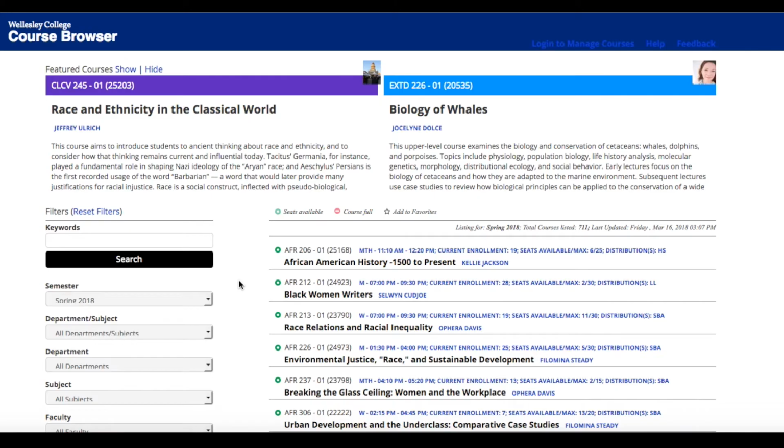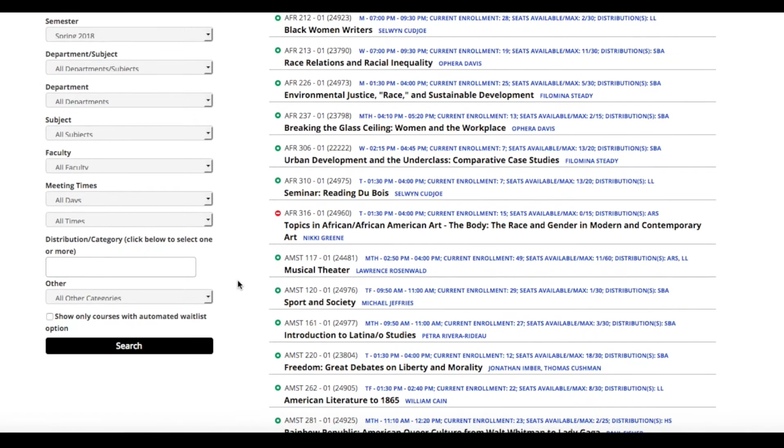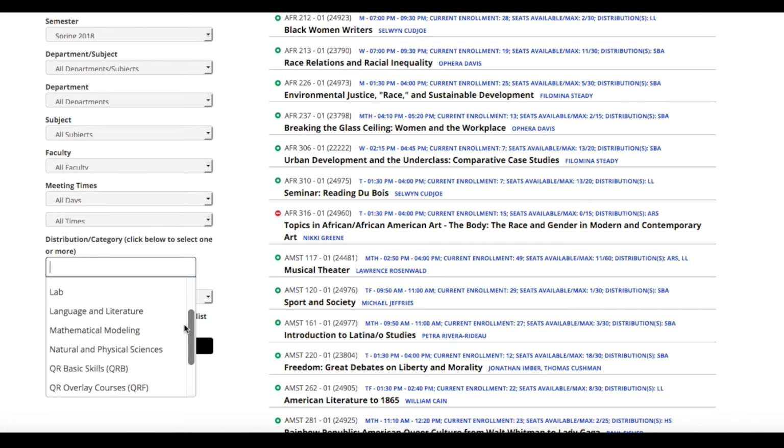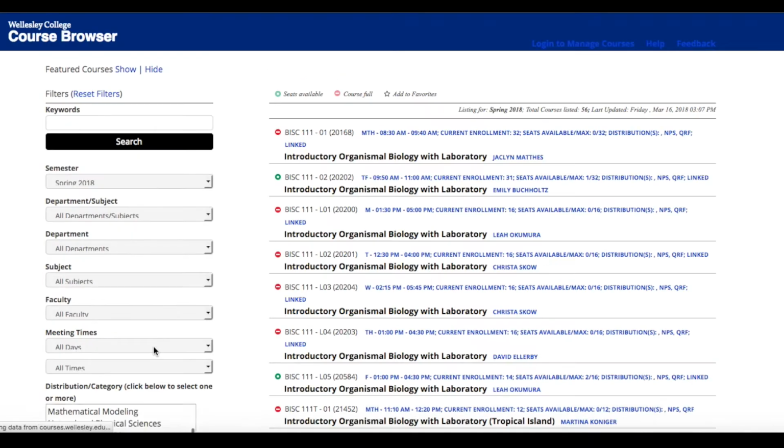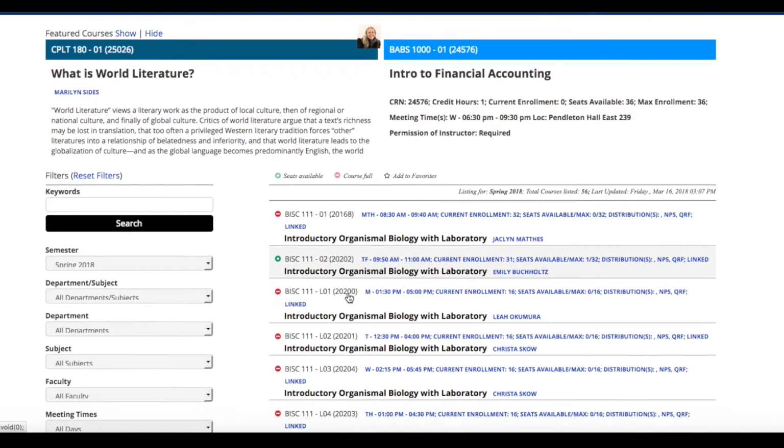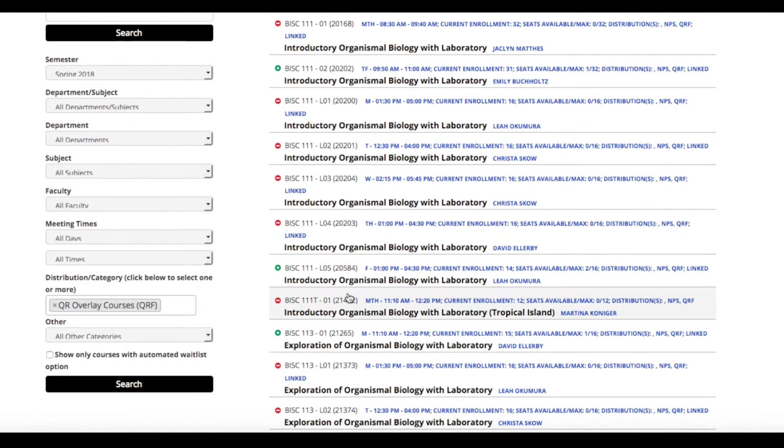The second part of the quantitative reasoning requirement is the QR overlay course. If we look at the course browser together, you'll see that there are certain courses that fulfill this requirement, and they are designated by QRF in the distribution requirement. A lot of these classes are labs, so they can be a big time commitment. The only other way to satisfy this requirement is to have a score of 5 on an AP statistics exam.